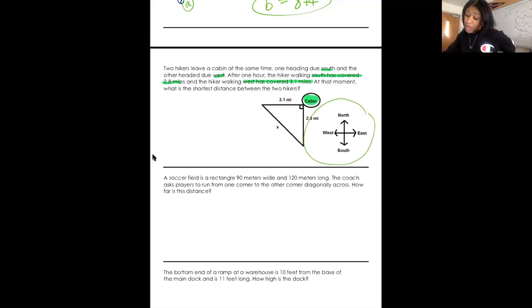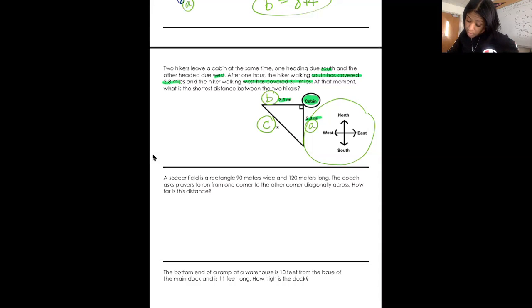One hiker went west, 3.1. That's where this distance comes from right here. The other one went south, which we would draw going down 2.3 miles. That's that distance right there, okay? So now we have our diagram. Let's do A, B, and C. C is the diagonal, and A is the shortest one, which would be right here, and B is the leftover, which would be right there.